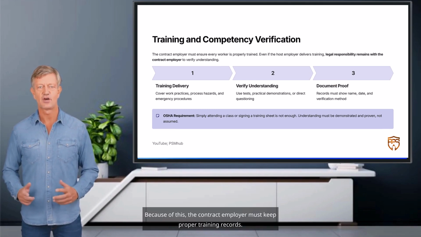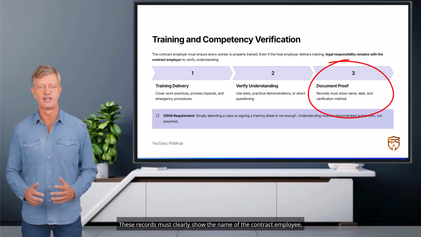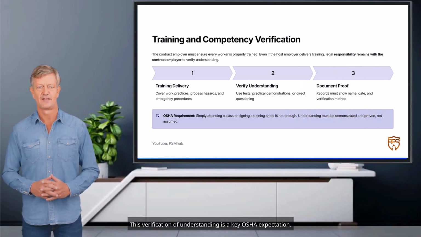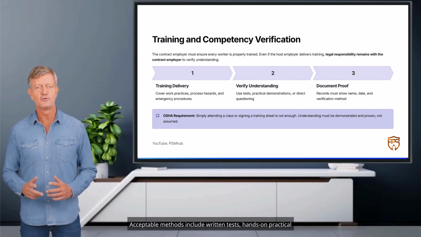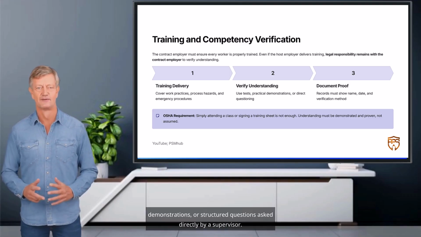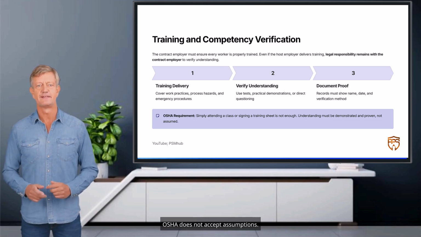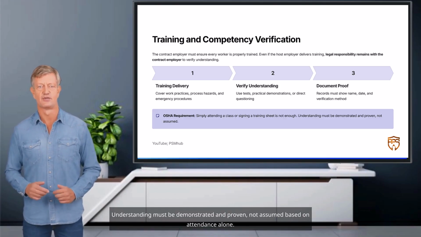Because of this, the contract employer must keep proper training records. These records must clearly show the name of the contract employee, the date of the training, and, most importantly, how understanding was verified. This verification of understanding is a key OSHA expectation. Acceptable methods include written tests, hands-on practical demonstrations, or structured questions asked directly by a supervisor. OSHA does not accept assumptions. Understanding must be demonstrated and proven, not assumed based on attendance alone.